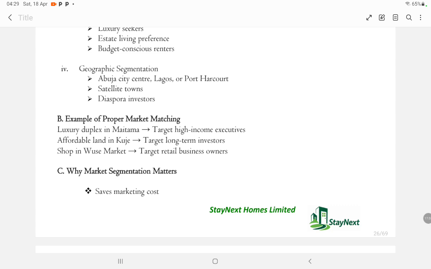Example of proper market matching: a luxury duplex in Maitama. You know who to match. If someone wants to sell property in Maitama, you know who to talk to. It helps you avoid stress. For a property of 200 million, you can't be telling someone who can afford only 10 million to go and buy it. The person may be comfortable, may even have a car, but they can't afford it.